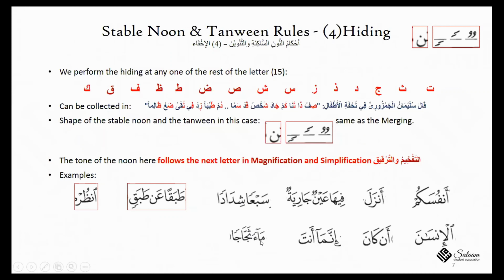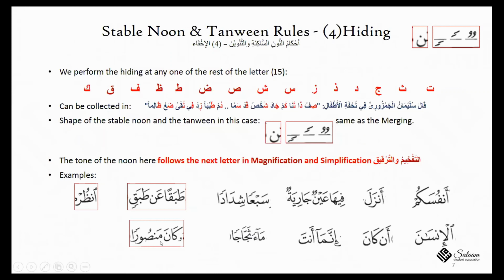So it will be ماء ثجاجا. Don't say it like this. ماء ثجاجا. Don't make the tone magnified if you have a simplified letter after. This is very important. Then we go to the part with the magnified letters.